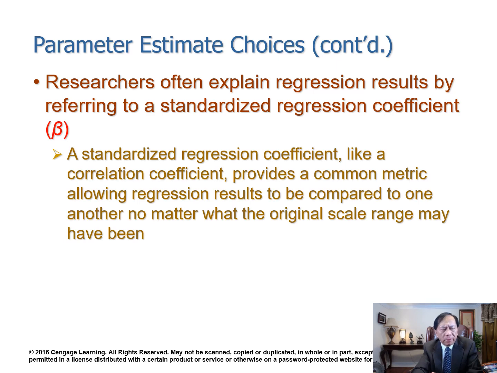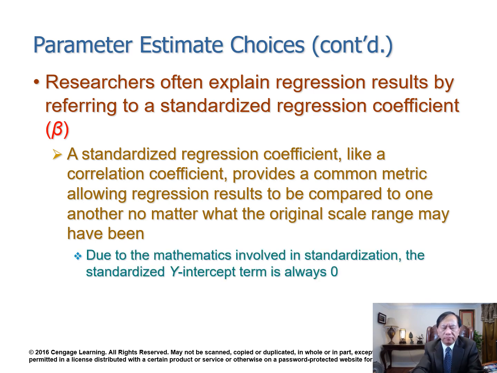Researchers often explain the regression results by referring to a standardized regression coefficient called beta. A standardized regression coefficient, like a correlation coefficient, provides a common metric allowing regression results to be compared to one another no matter what the original scale range may have been. Due to the mathematics involved in the standardization, the y-intercept term is always 0 if standardized.